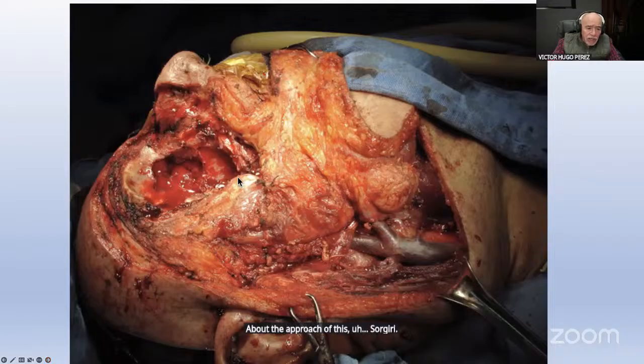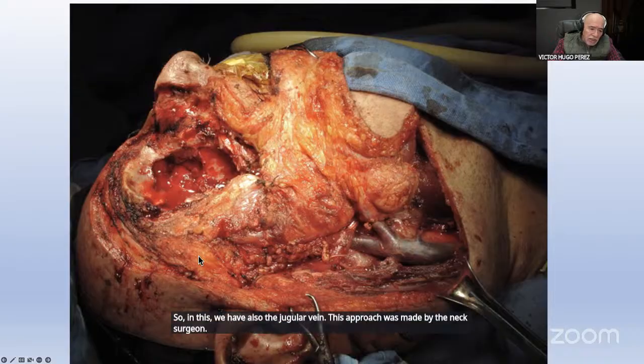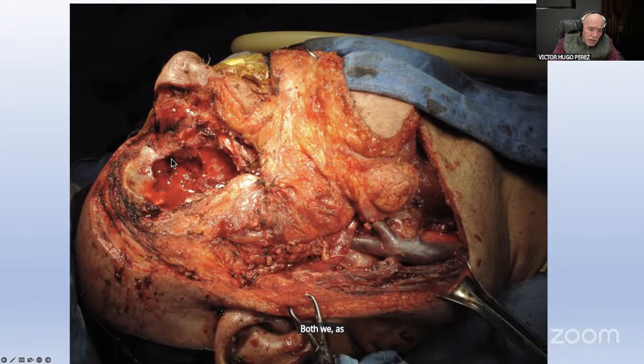As you see, we remove the eye, all the orbit, and this is the lateral aspect of the face. So in this, we have also the jugular vein. This approach was made by the neck surgeon, but we as a brain surgeon protect the brain in this case.